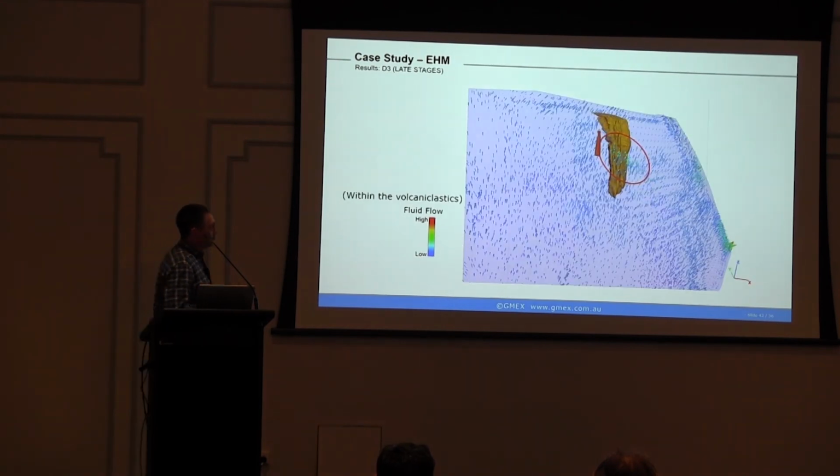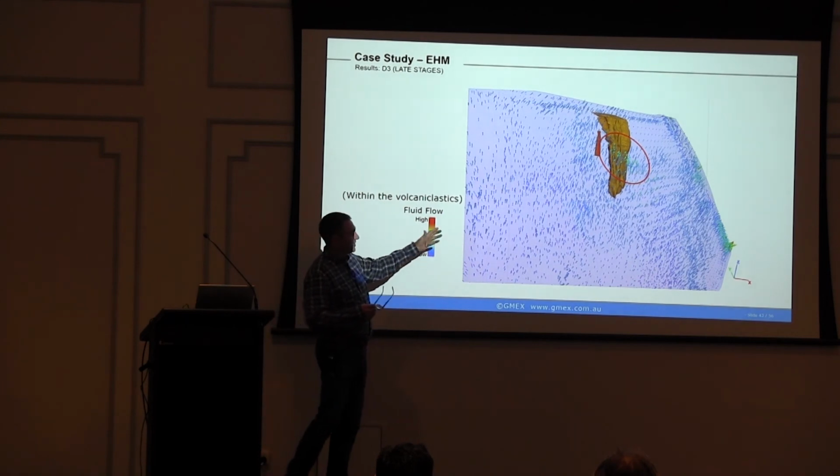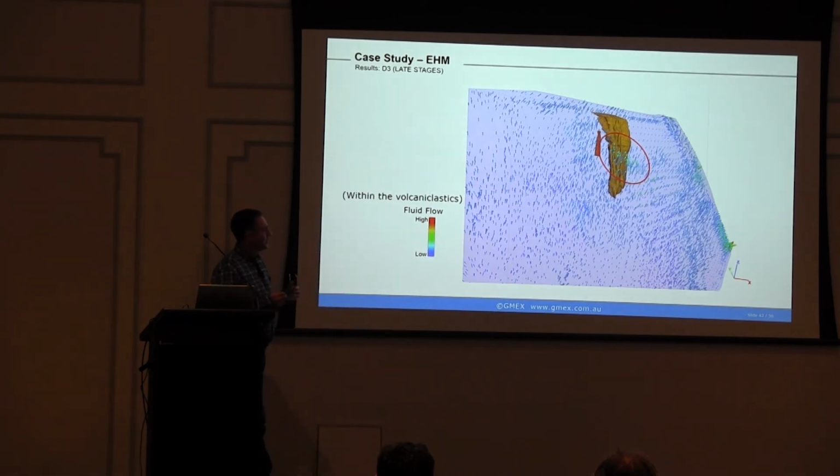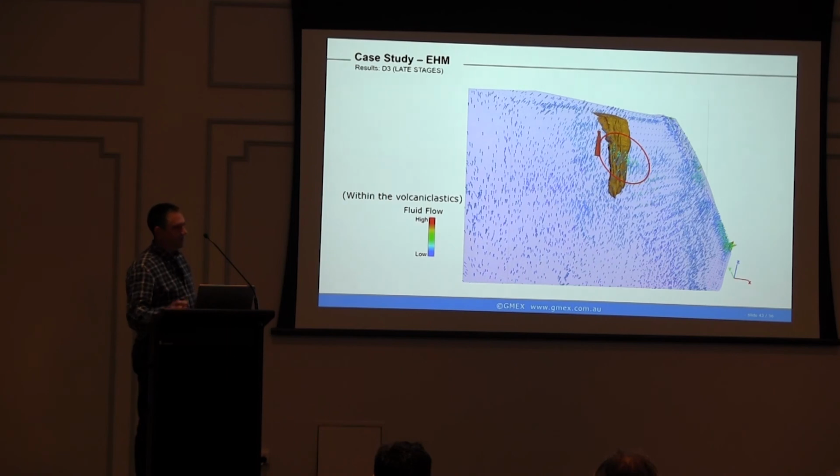If we look at fluid flow within the volcaniclastic unit, so this is essentially between the hanging wall and footwall shear, we can start to see that there's actually high levels of fluid flow pretty much where the breccia body sits in comparison to the rest of the unit. So the fluid flow is telling us something important. I think what's happening is it's starting to focus within that dilatant zone.